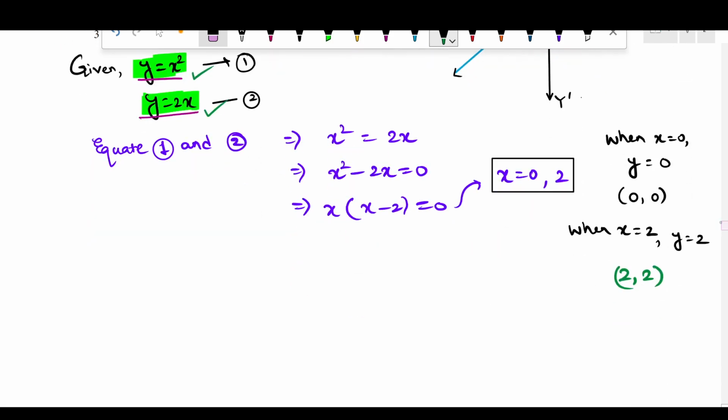I hope the first step is clear to everyone. We need to find the point of intersection. Right. Now comes the area part.